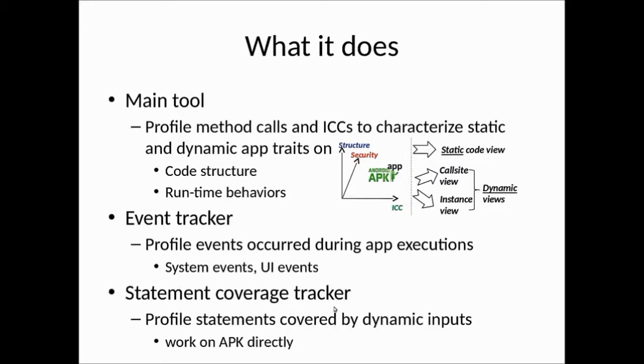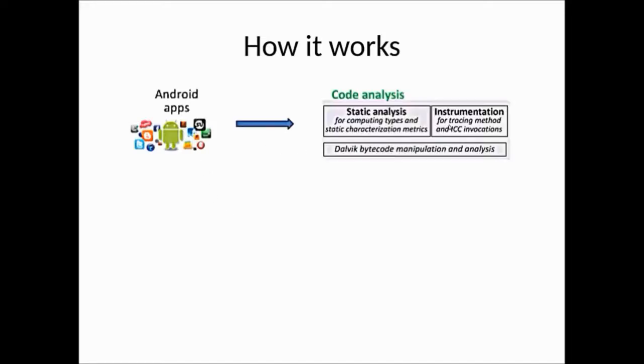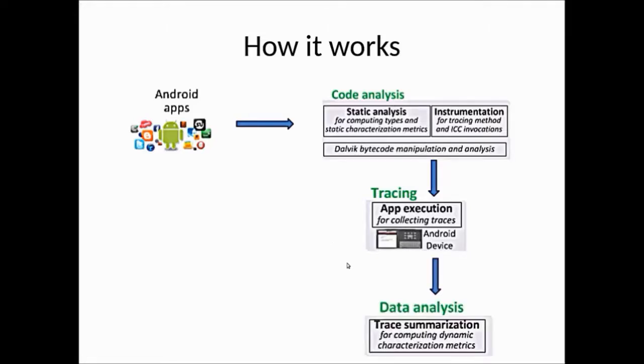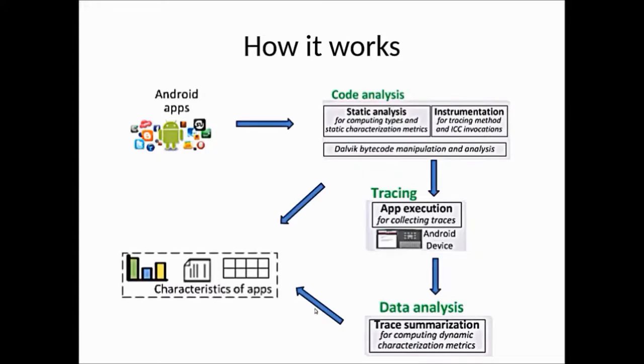Finally, a statement coverage tracker which directly works on the APK without accessing the source code is also included in the toolkit. So given a set of applications, the toolkit will first perform static analysis to compute the static code view matrix, and it also instruments each app so that traces can be collected at runtime, and then the traces will be used for computing dynamic matrix. And finally, both static and dynamic matrix will be presented in graphical and tabular formats.